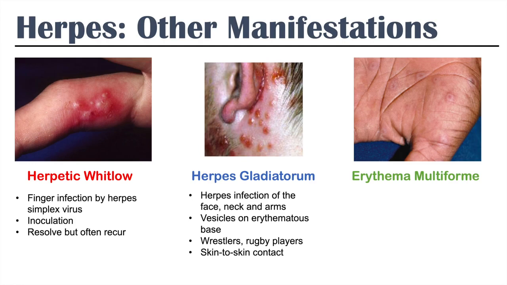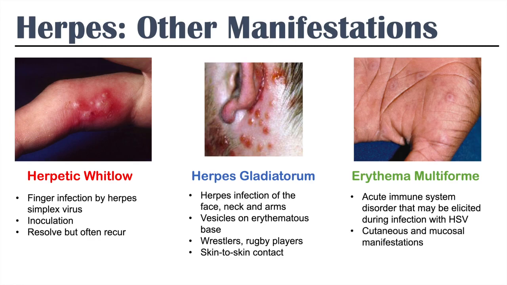And the last manifestation I want to discuss quickly is erythema multiforme. Erythema multiforme is basically an acute immune system disorder that may be elicited during infection with herpes simplex virus. So if you are infected on your lip, you might get these odd skin manifestations or mucosal manifestations on certain parts of your body. Some of these can cause manifestations on your hands, in your oral mucosa, or even your genitals. So you may get this odd cutaneous manifestation, like in this picture, and that's actually erythema multiforme.